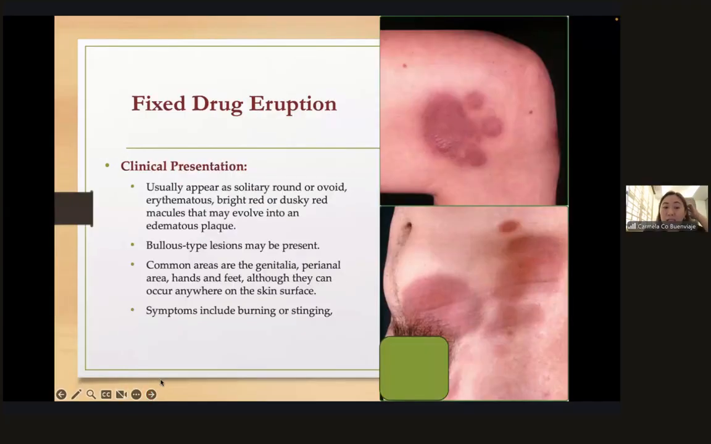So for the clinical presentation, it usually appears as a solitary round or ovoid, erythematous, bright red, or dusky red macules that may evolve into an edematous plaque. So bullous-type lesions may also be present. So aside from the erythematous plaque, there could be a bullae. So common areas involved are the genitalia, perianal area, hands and feet, although they can occur anywhere on the skin surface. And symptoms include burning and stinging sensation.